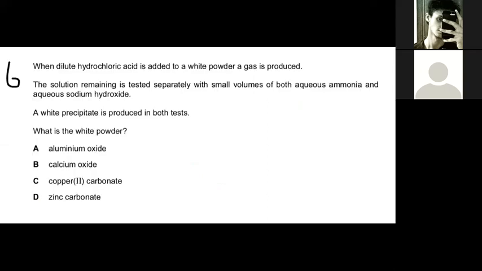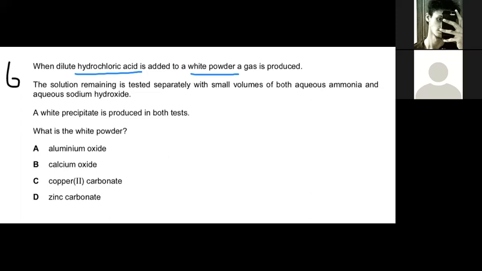Question 6. When dilute hydrochloric acid is added to a white powder, a gas is produced. The solution remaining is tested separately with small volumes of both aqueous ammonia and aqueous sodium hydroxide. A white precipitate is produced in both tests. What is the white powder? When acid reacts with a solid, that is a white powder, that has to be a carbonate, so that a gas is produced, which will be carbon dioxide gas.